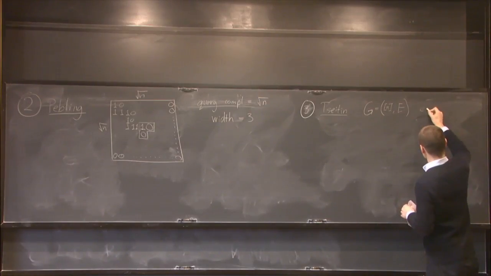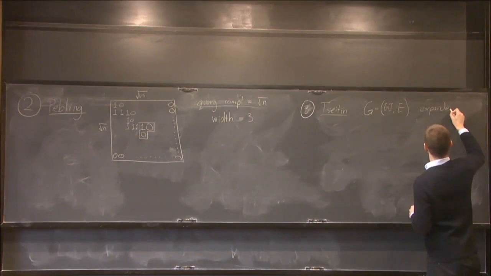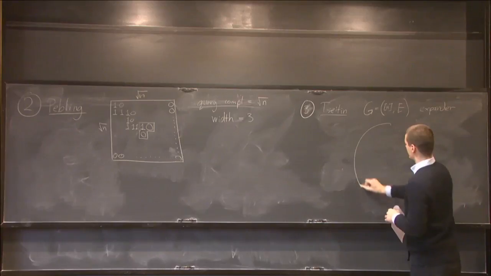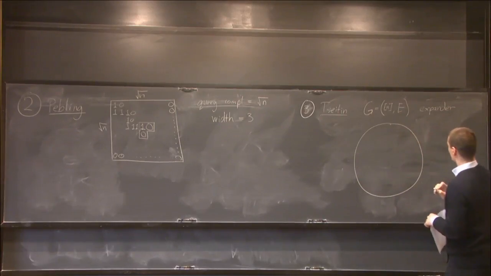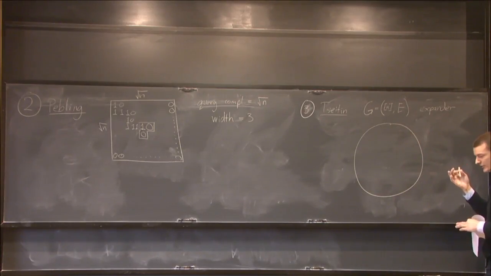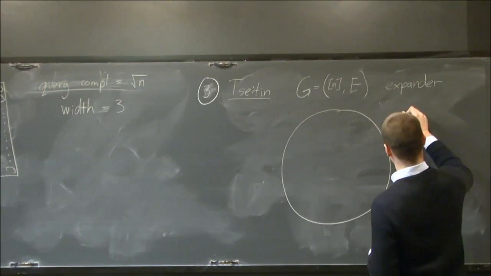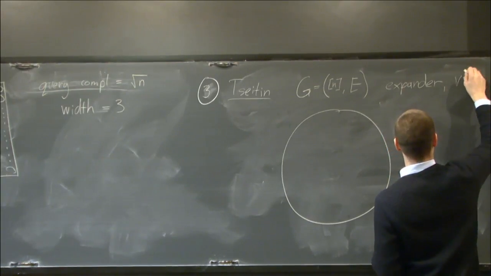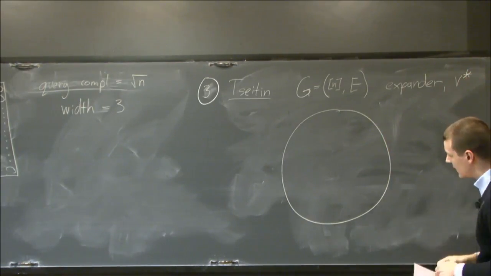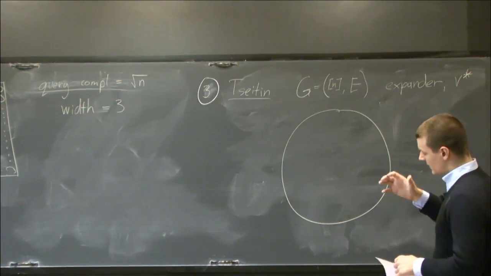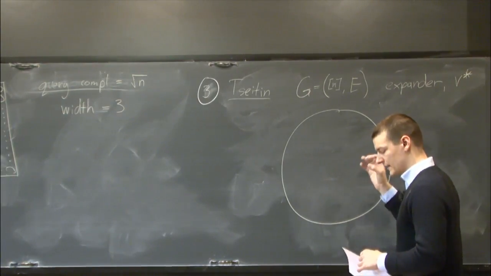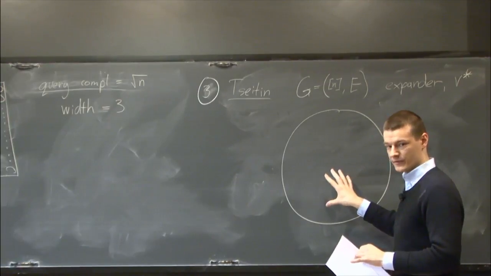So it's a constant degree expander. It looks like this. And I also choose a special node, V star. And the input is an assignment to the edges of the graph.